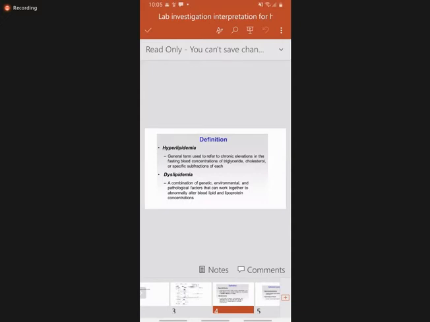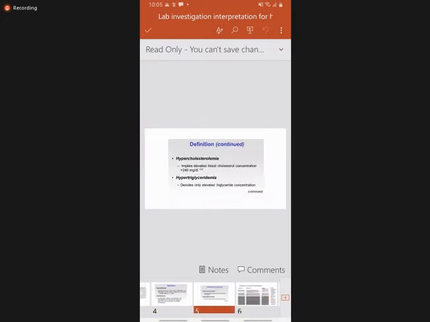Alter blood lipid level means, I stress on these words, it may be high or it may be low in dyslipidemia, in the lipoprotein concentration. On the next slide, we have defined two other definitions. We have hypercholesterolemia, which implies elevated blood cholesterol concentration greater than 240 milligram per dL.